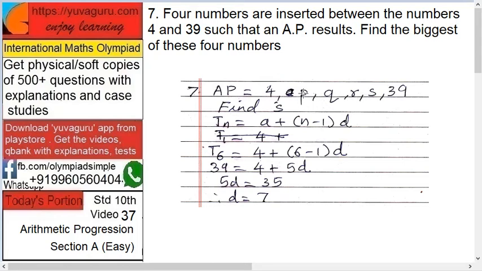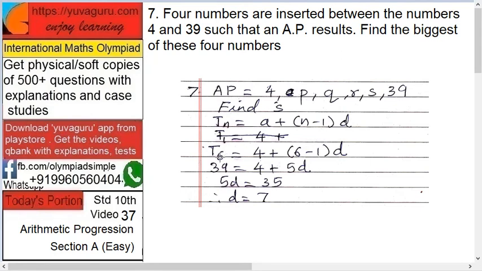So let the 4 numbers be P, Q, R and S. Okay. So they are in sequence now, AP. Now Tn equals to, what is the formula for AP? A plus n minus 1 into D. Okay. Now these are 4 numbers and 4 is first. It means total there are 6 numbers.